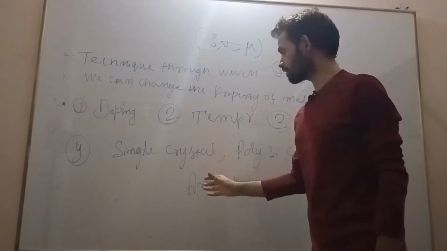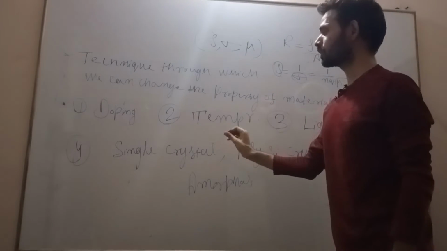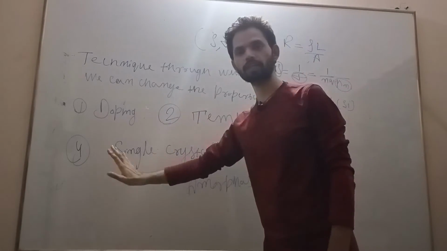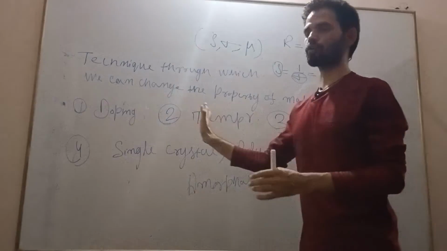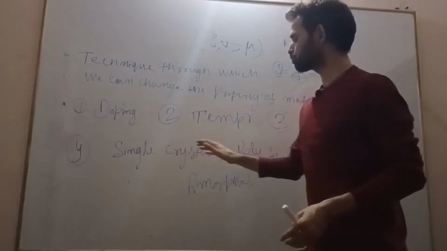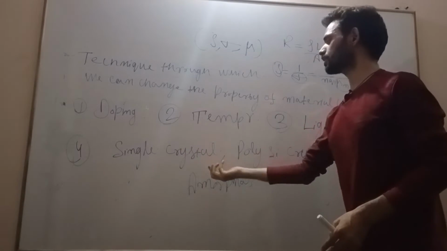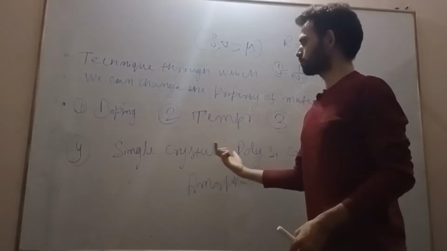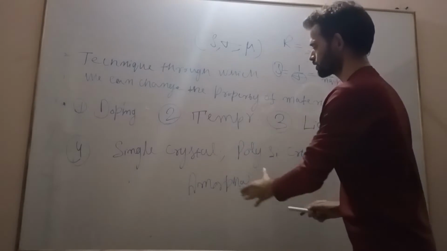Actually the lattice is an arrangement, a geometric array of points in free space, which has equal surroundings. At each point we can put one or more atoms, and hence we can generate a crystal. So basis plus lattice will give us crystal.